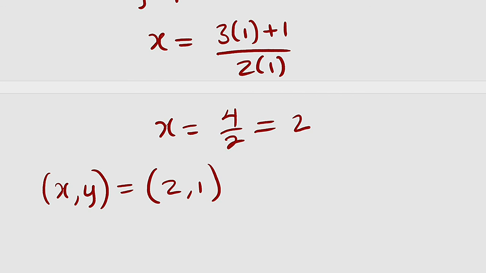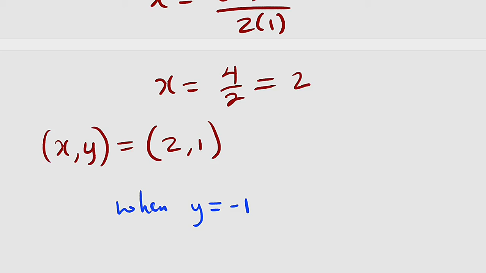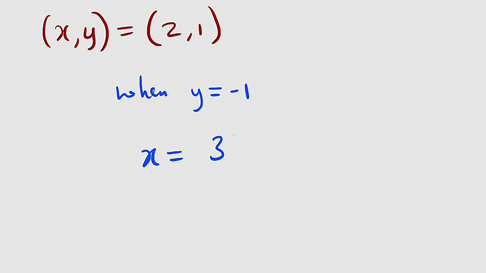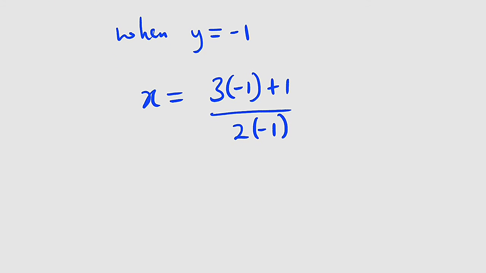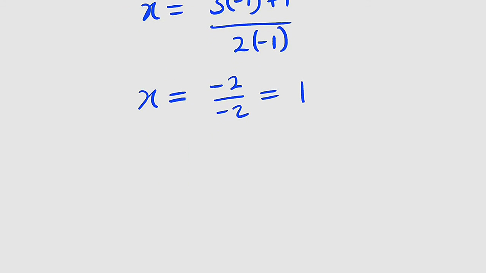2 and 1, right? And we're going to consider the second case when y is equal to negative 1. We have 3 times negative 1 plus 1 divided by 2 times negative 1. X is equal to the top. We have negative 3 plus 1, which is negative 2. We have negative 2 divided by negative 2, which is equal to positive 1. So we have second category. When y is negative 1, x is 1.